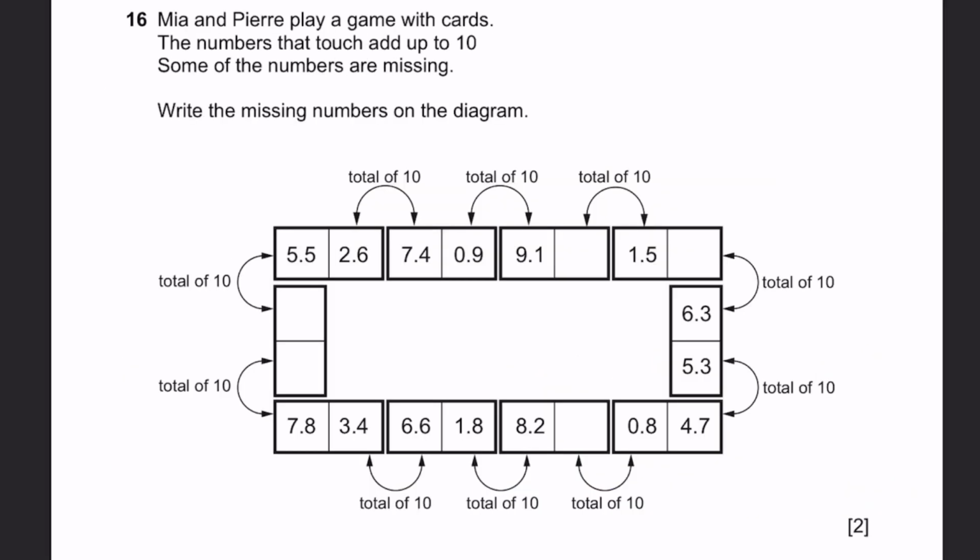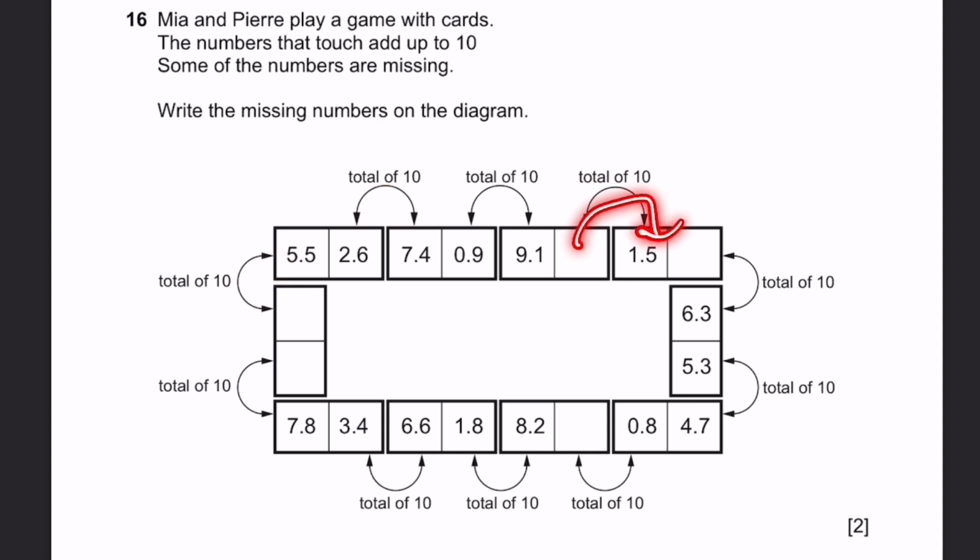Question 16. Mia and Priya play a game with cards. The numbers that touch add up to 10. Some of the numbers are missing. Because of that, we need to write the missing numbers on the diagram. So if these two have a total of 10, these two have a total of 10, these two as well, these two, and so on.